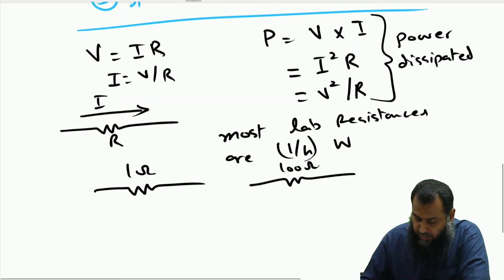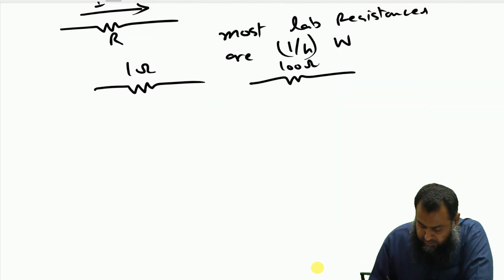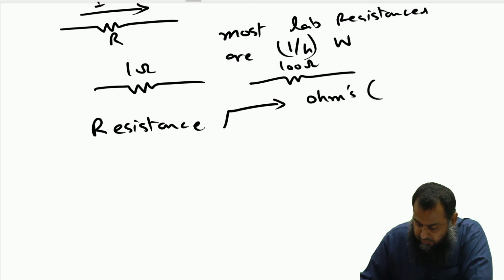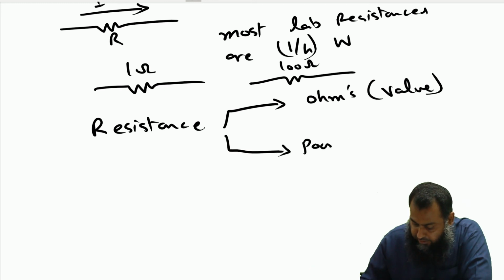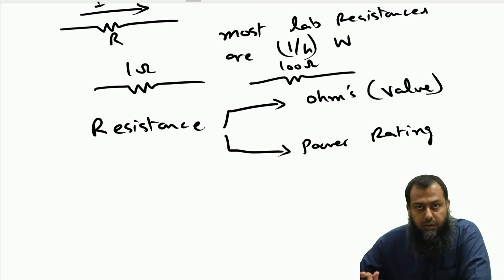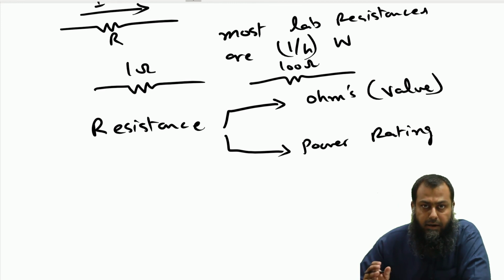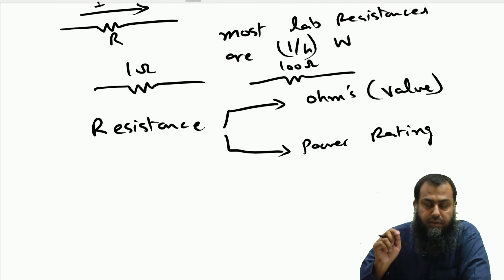So again, we conclude that a resistance is specified in terms of ohms, that is, the value of the resistance, and second, in terms of the power rating. Without the power rating, it is good to solve circuits on paper, but practically it is not feasible to install a resistance without specifying its power rating.